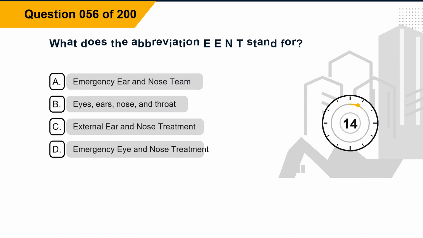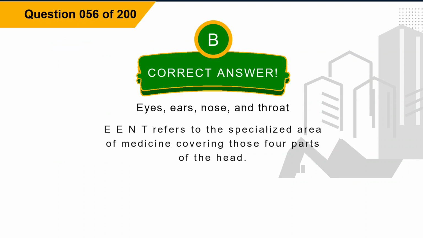Question 56. What does the abbreviation ENT stand for? Option A, Emergency Ear and Nose Team. Option B, Eyes, Ears, Nose, and Throat. Option C, External Ear and Nose Treatment. Option D, Emergency Eye and Nose Treatment. The correct answer is option B, Eyes, Ears, Nose, and Throat. Explanation. ENT refers to the specialized area of medicine covering those four parts of the head.